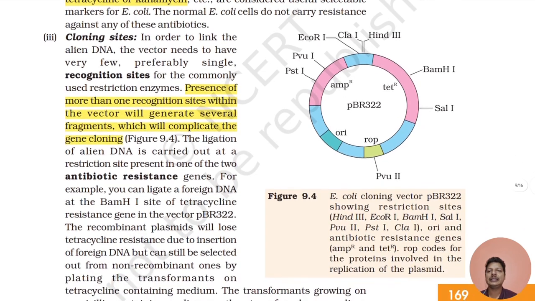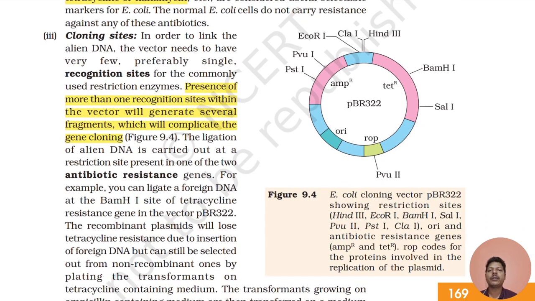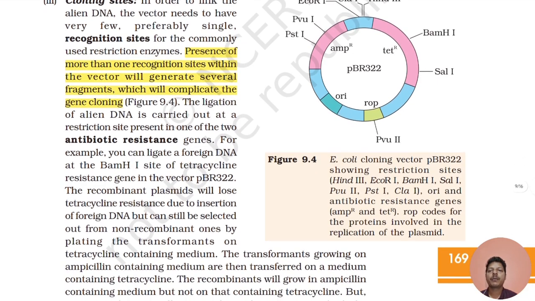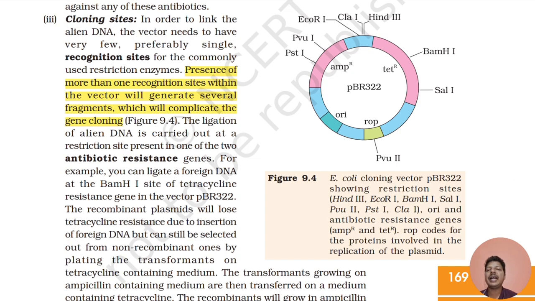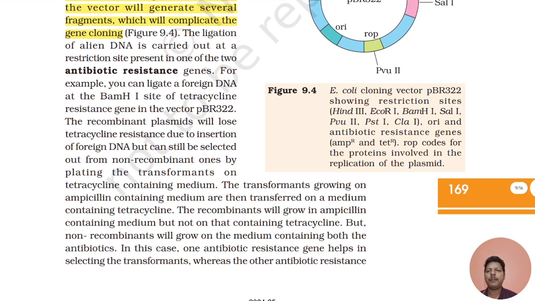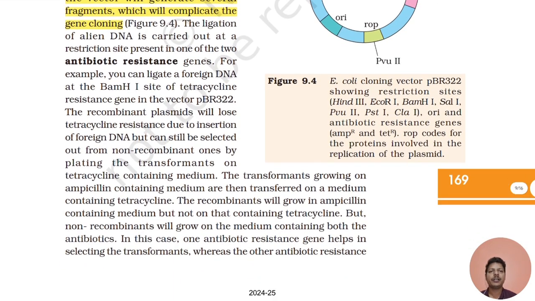Next, cloning sites. Presence of more than one recognition site within a vector will generate several fragments which will complicate the gene cloning. So here you can see, for that we use the antibiotic resistance genes. Two are there. It is ampicillin and tetracycline. Okay. Next, the same points are given. We already discussed about it.